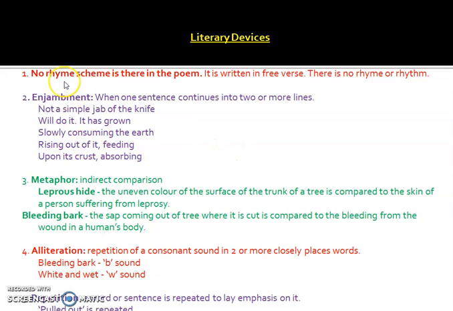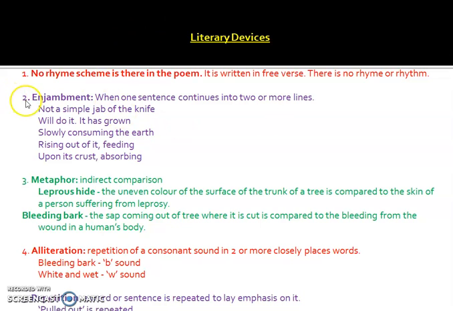Now, the first thing we have to know is the rhyme. Is there any rhyme in this poem? No, there is no rhyme scheme in the poem. It is a free verse poem. Remember, I told you that each sentence in a poem is called a verse, and each paragraph in a poem is called a stanza. Keep this in mind. You know what rhyme is? When one verse ends and it has a similar sound with the next verse and the next, that is what is called rhyming. So in this poem, it is free verse. There is no rhyme or rhythm.